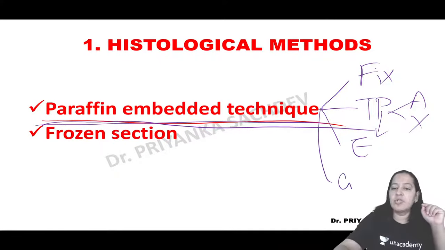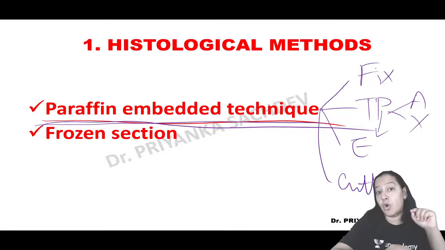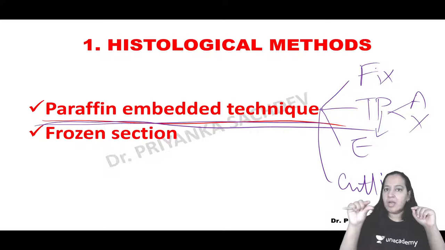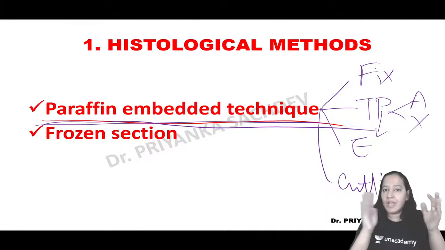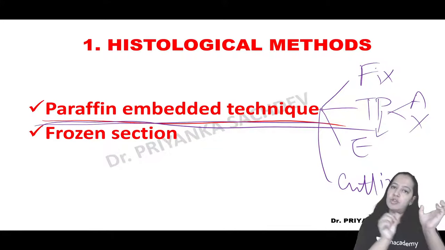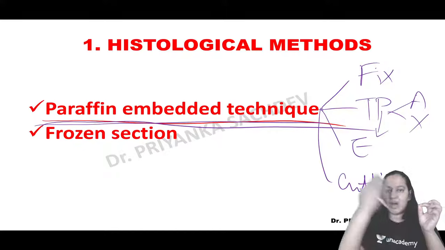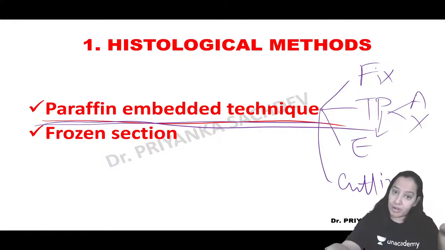After embedding, you will do the cutting. You will use an instrument known as a microtome, a rotary microtome, and you will put your block there. You will set whatever thickness you want. Thickness ranges from 1 to 5 micrometers. If someone needs a very thin section, then 1 micrometer. If a slightly thicker one is needed, then 5. So 1 to 5, whatever thickness you want, you cut your chips and take the chips on a slide.